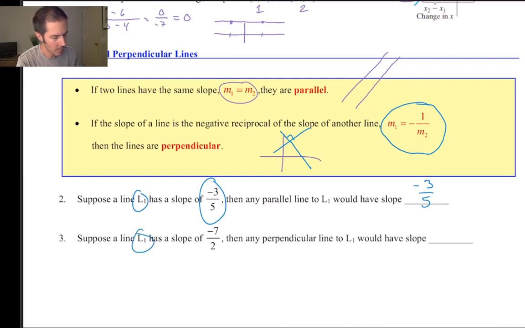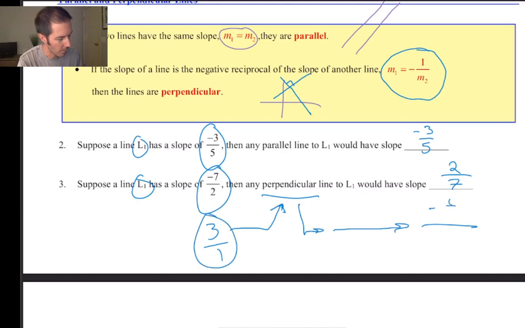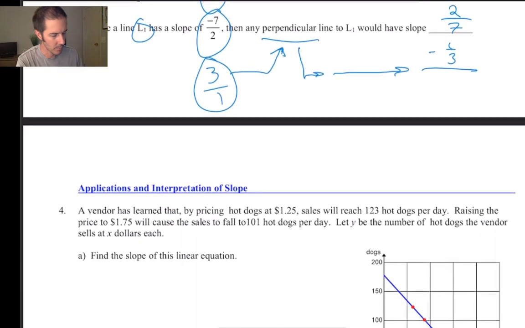And if the line that you're working with has a slope of negative 7/2, then a perpendicular line to it is going to have a slope of positive, not negative, 2 over 7. So you take the slope, flip it, and change the sign. If the slope of our line had been 3, then the perpendicular line would have a slope of, think of the number 3 as 3 over 1. So we change the sign and we get negative, and then when you flip this fraction, you would get 1/3. So again, from a slope of 3 to a slope of negative 1/3. Those would be perpendicular lines because they have opposite reciprocal slopes.